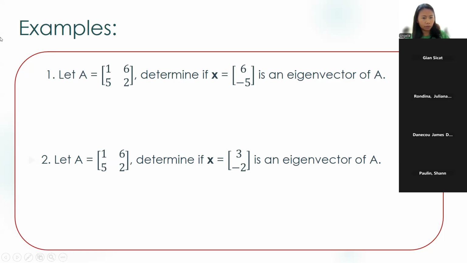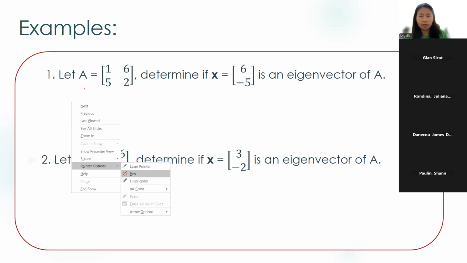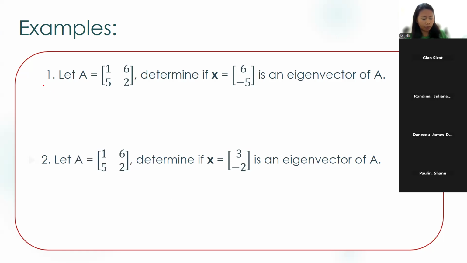For the solution, okay, wait lang. This is checking lang. So we're not going to find any eigenvalue and eigenvectors yet. So in checking, you may use this formula. So you check if this is actually an eigenvector of this matrix. You use this formula. So we have Ax. So we have given Ax equals lambda x.